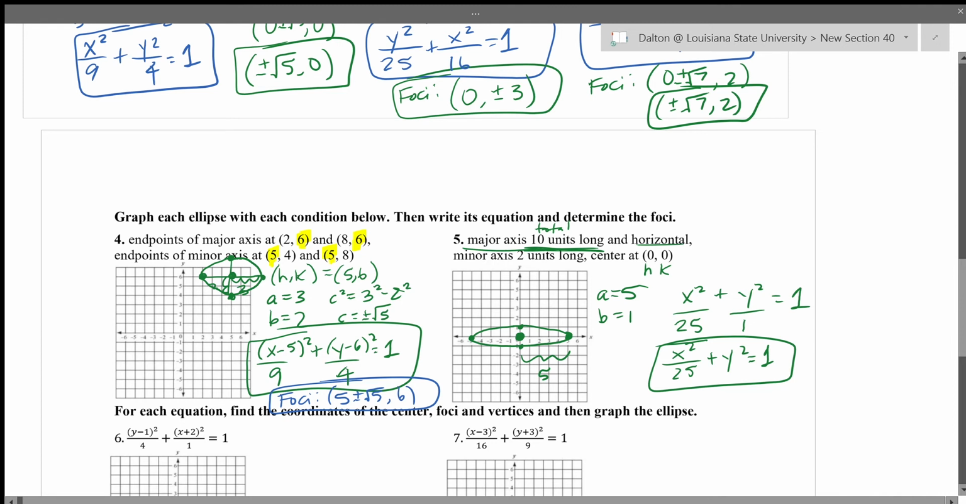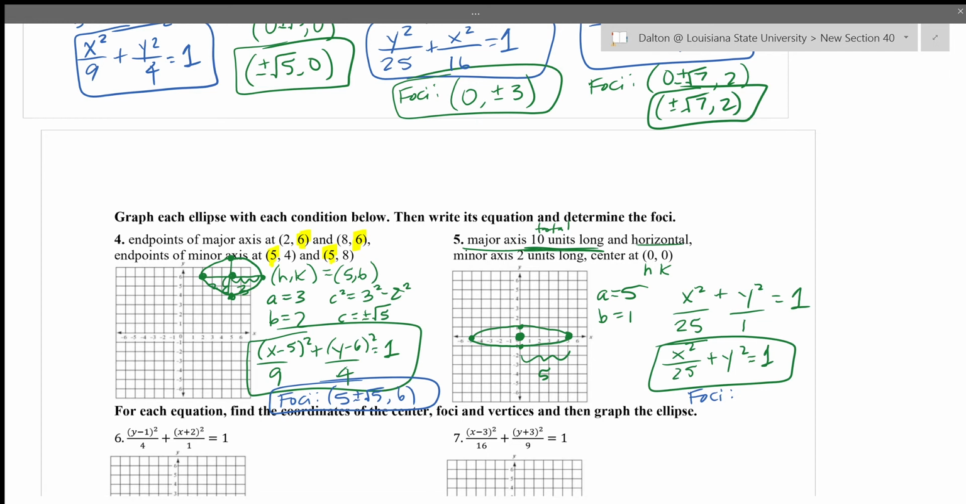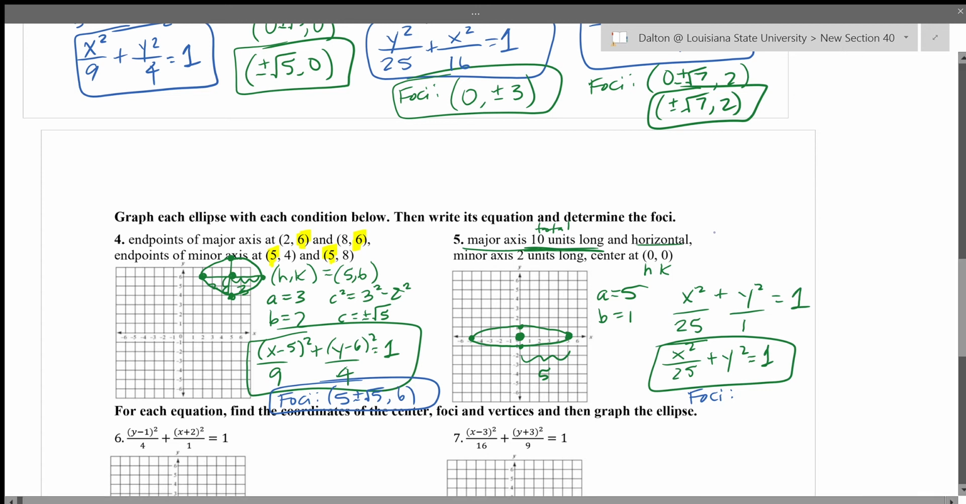Okay, and then lastly we have the foci, which again we're always going to start at the origin. Our bigger axis, the major axis, is in the x direction. So, oh, we didn't find c yet, huh? Let me go do that. Okay, c squared is equal to a squared minus b squared. So that's going to be 5 squared minus 1 squared. So 25 minus 1 is 24. So that means c is going to be plus or minus the square root of 24.